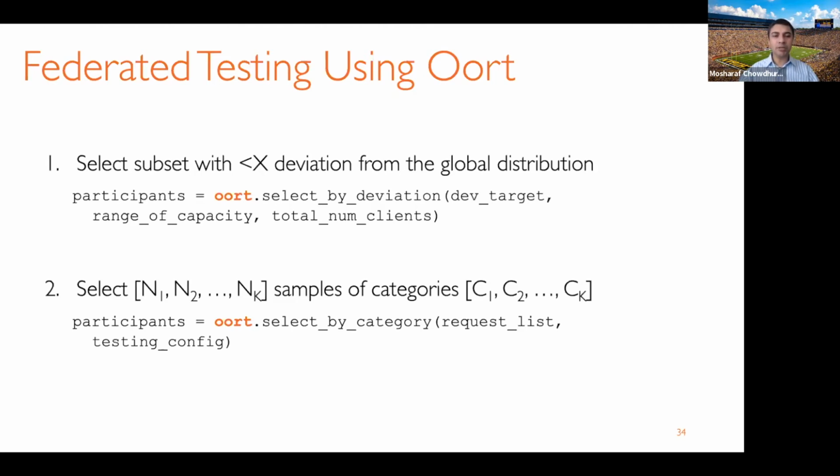So if you want to test live whatever the current performance of your model is, Oort can do online selection of participants and sample them using everything that I described before, so that it can select a set of participants that roughly follow the same distribution as the overall population distribution. And then you can test in almost real time how your model is likely to perform when you eventually deploy it.